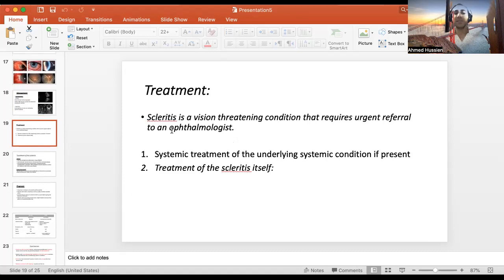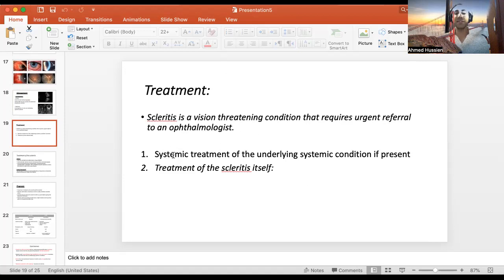Treatment. Scleritis is a vision-threatening condition that requires urgent referral to an ophthalmologist. So it's beyond the ability of a general ophthalmologist or general practitioner to deal with, but there is a responsibility to spot these patients and cases and refer them. Again, why? Because it's vision threatening or sight threatening, and it can be life threatening because of the presence of an underlying systemic condition.